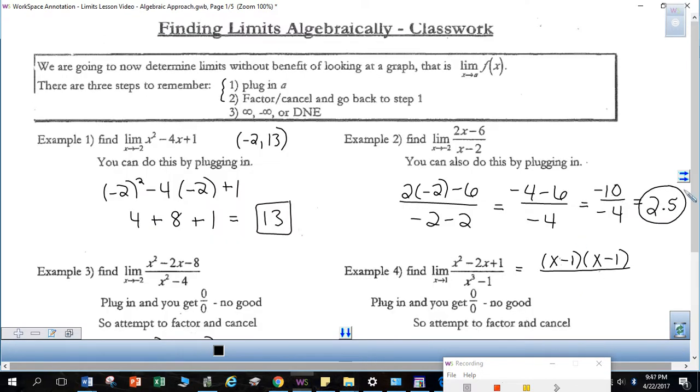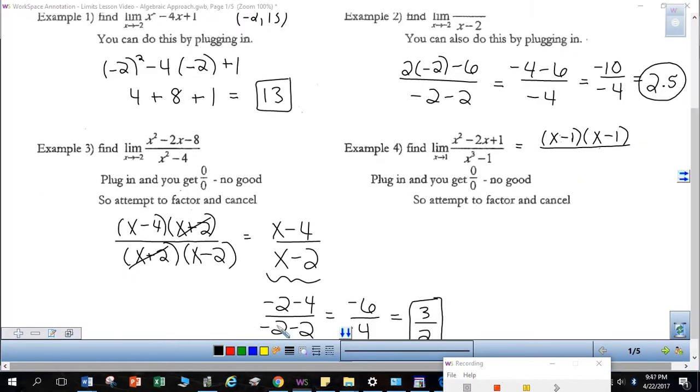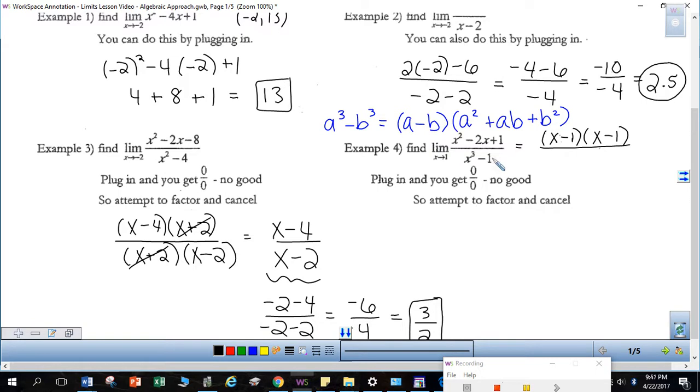And if you remember the formula for factoring a sum or difference of cubes, in this case it's a difference, so we can think of it as being a cubed minus b cubed. Our first factor is a minus b. Then we have a squared plus ab plus b squared. So in our problem, a would be x and b is 1 because 1 squared is the same thing as 1.